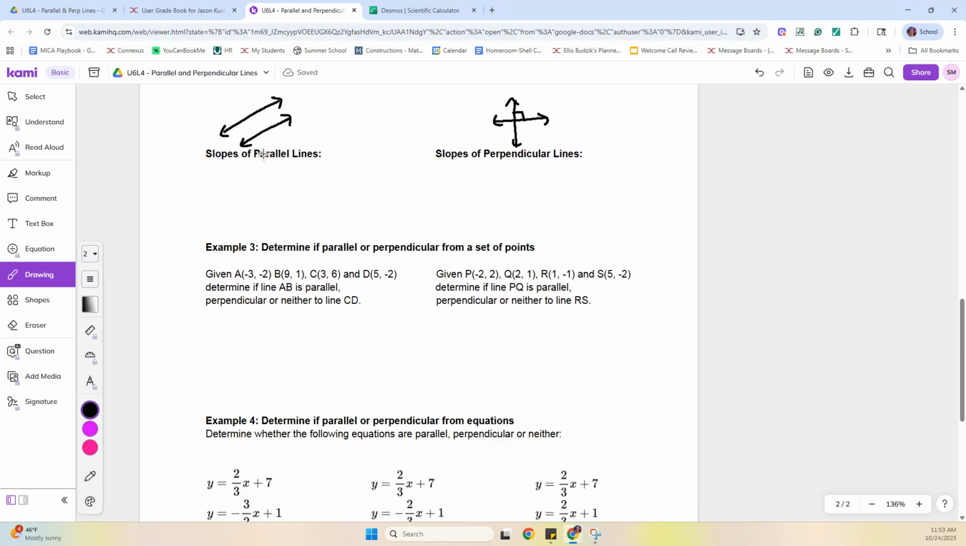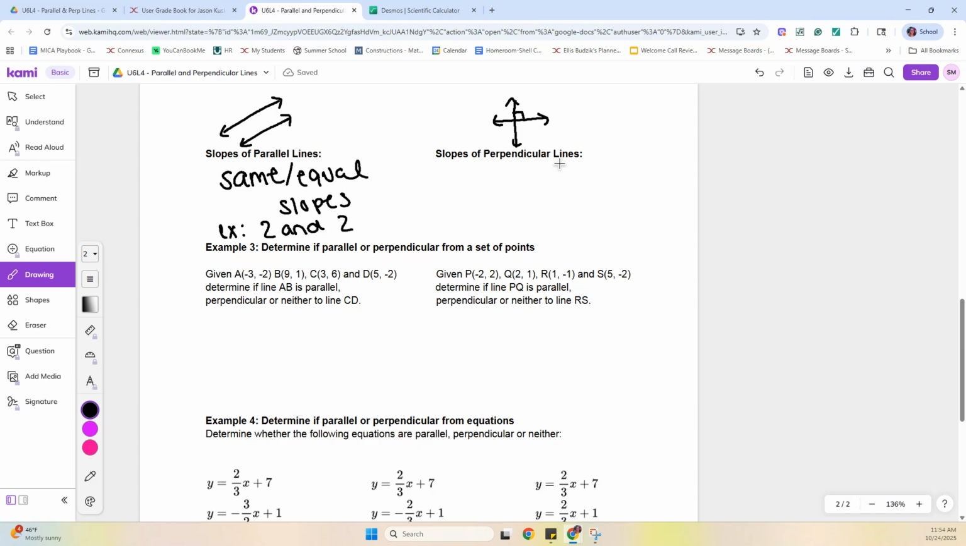Now, for parallel line slopes, because those lines are going in the same direction at the same rate in order to never touch, they are going to be congruent or equal. So they are going to have the same slopes. If one slope is 2, the other slope is going to be 2. If one slope is -5, the other slope is going to be -5. They're going to be the same. For example, 2 and 2.